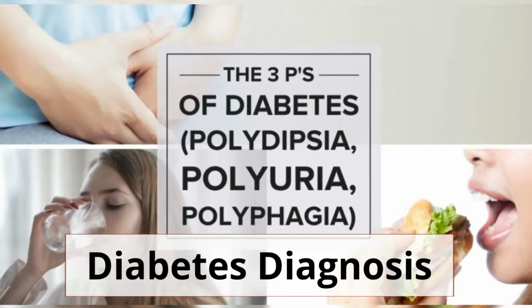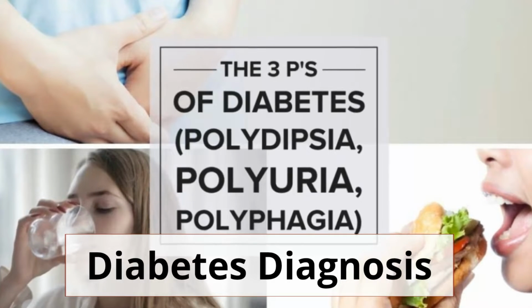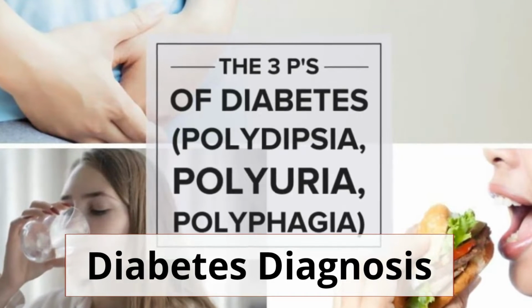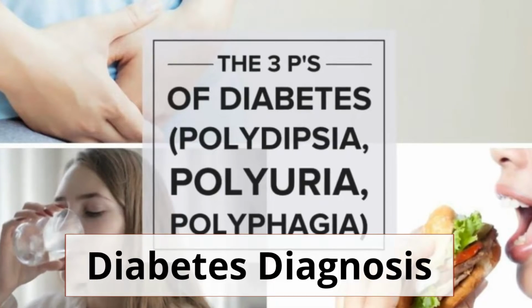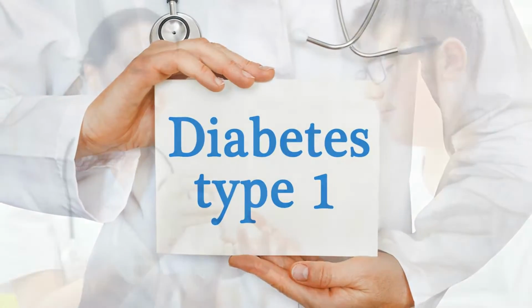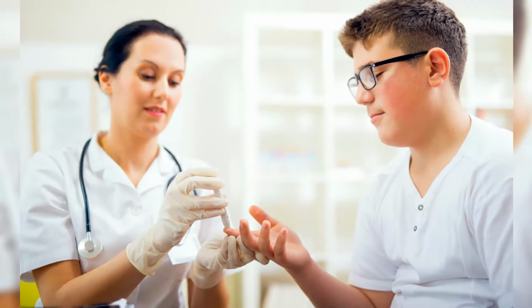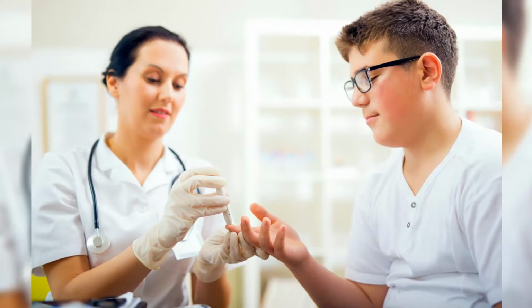Are the three P's enough to diagnose diabetes? The three P's are present in the majority of people with diabetes. However, in those with type 2 diabetes, these could not be as prominent as those with type 1 diabetes. In certain instances, people with diabetes might not show the symptoms and still suffer from diabetes.